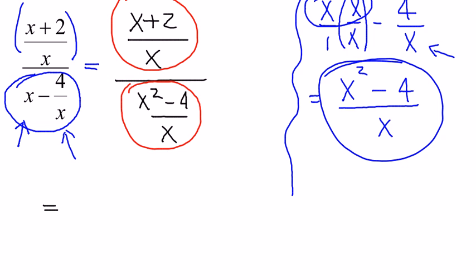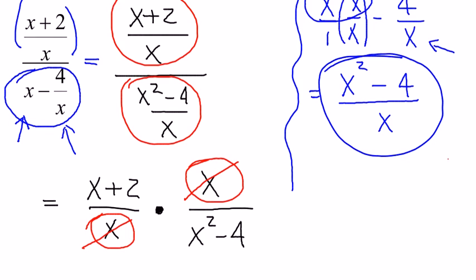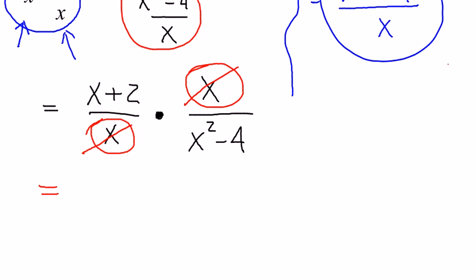So I'm going to keep the first, change the sign from division to multiplication, and then flip the last. So notice from here it just turns out to be a multiplication problem, and notice that we have an x in the numerator and an x in the denominator. So those will cancel out. So what we're left with is x plus 2 divided by x squared minus 4.